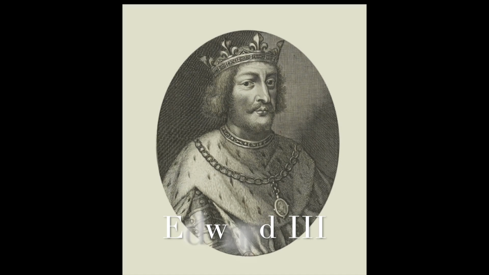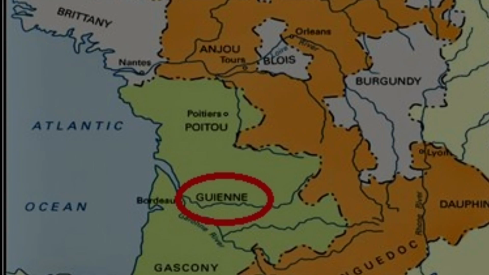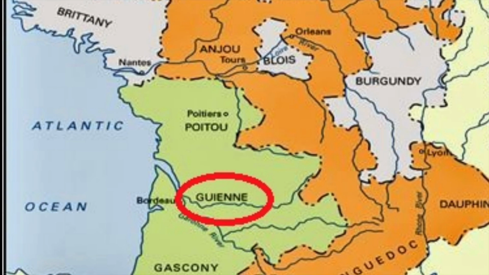Obviously, the French preferred him on the throne over Edward, as Edward was English, and the French would rather have a king from their own country than a prince from a foreign land. So Philip VI took the French throne.